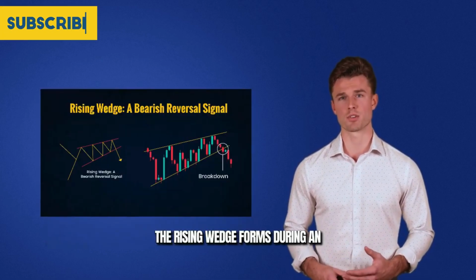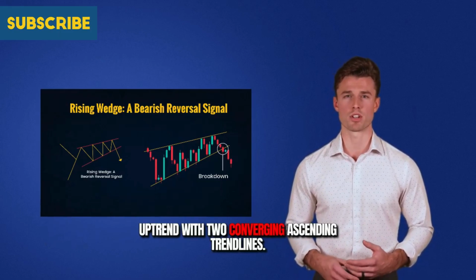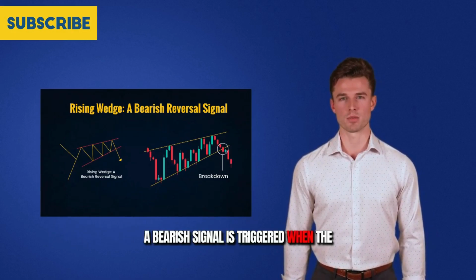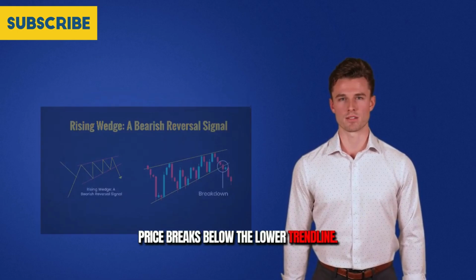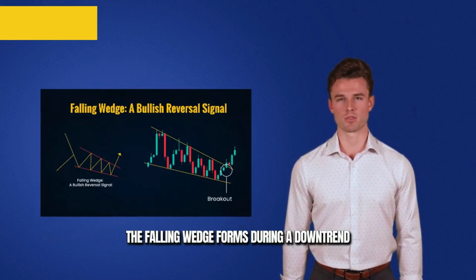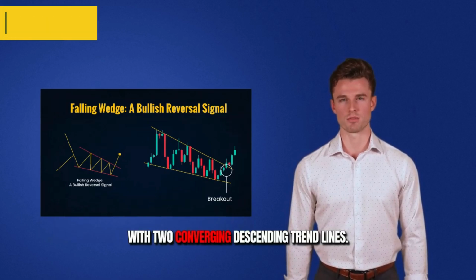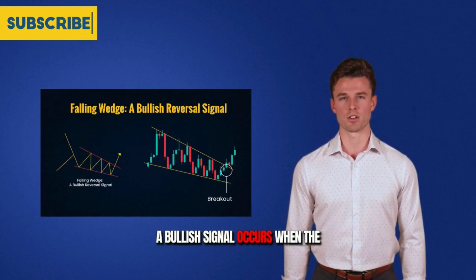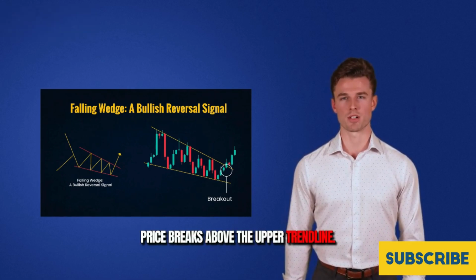The rising wedge forms during an uptrend with two converging ascending trend lines. A bearish signal is triggered when the price breaks below the lower trend line. The falling wedge forms during a downtrend with two converging descending trend lines. A bullish signal occurs when the price breaks above the upper trend line.